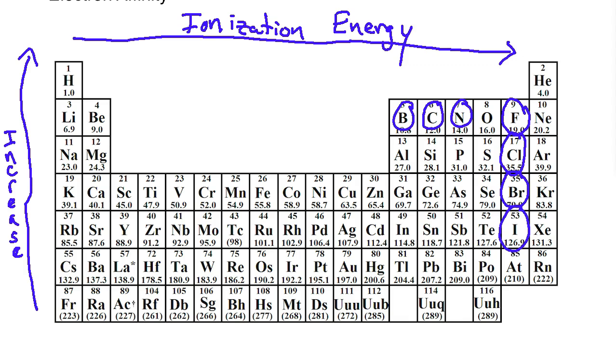So it requires more energy to come in and to remove one of those than it would for the previous one in the set. So that is ionization energy. Now, you can remove more than one electron when you're doing this.